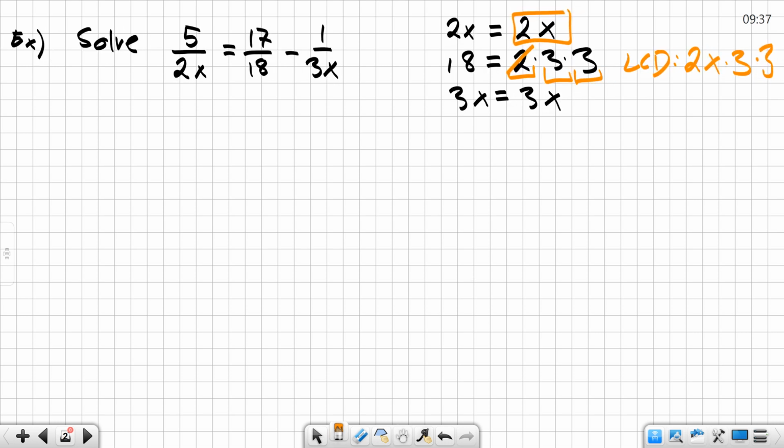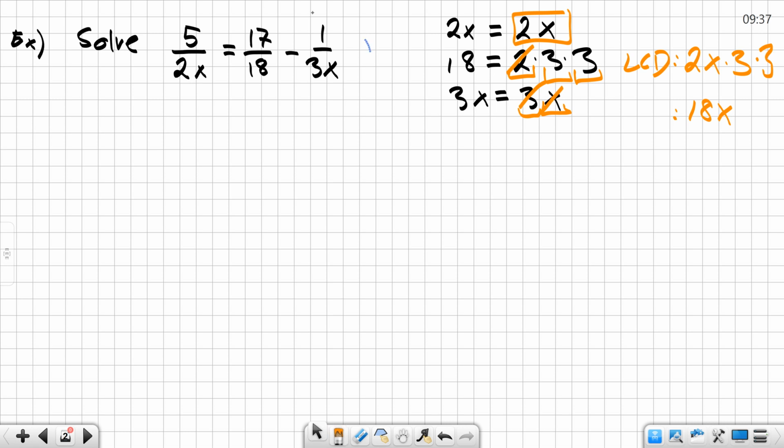Now I go to the last denominator, 3x. I see that I had already a factor of 3 in it. That does not have to come. There was already a factor x. That also doesn't have to come. So in other words, my least common denominator is 18x.